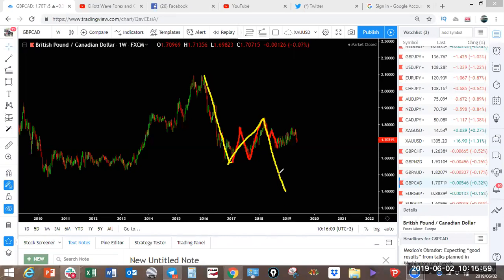That move did not happen immediately. We actually had this corrective structure here. So let's have a look here, how this has played out. Could this now be doing this? Let's do it cleanly.